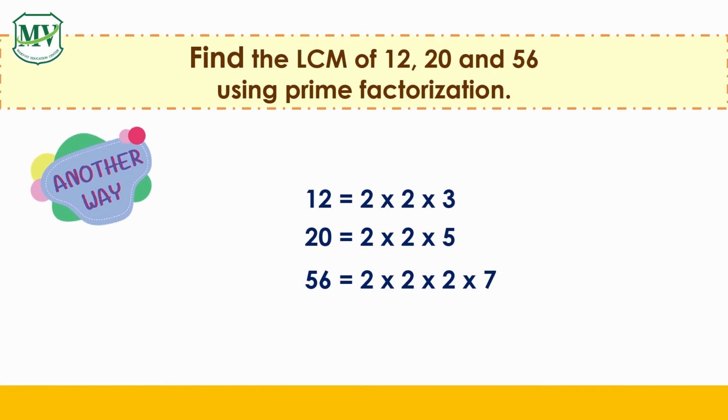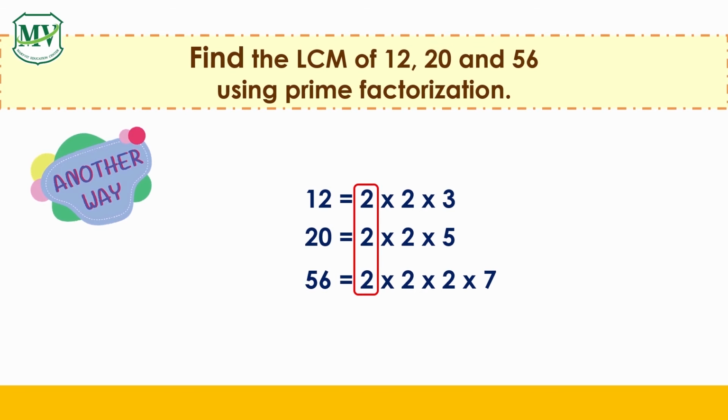Now that we already have the prime factors, what should we do next? Excellent! We are going to group together the common factors. Is 2 a common factor of 12, 20, and 56? Yes, 2 is a common factor, so we will encircle them together.